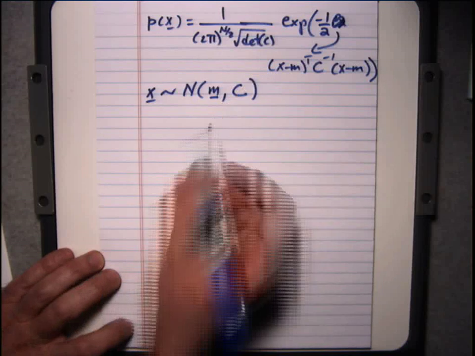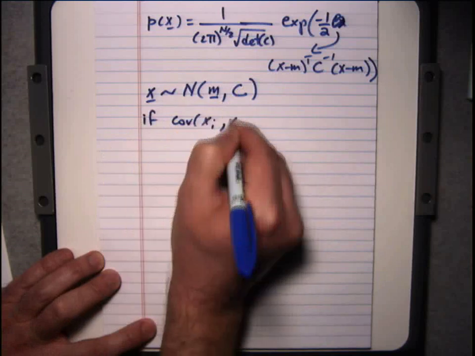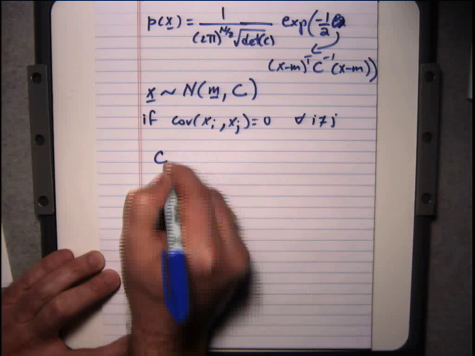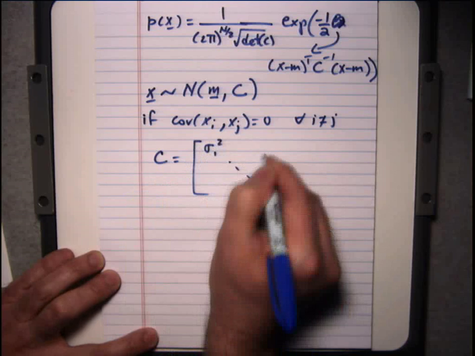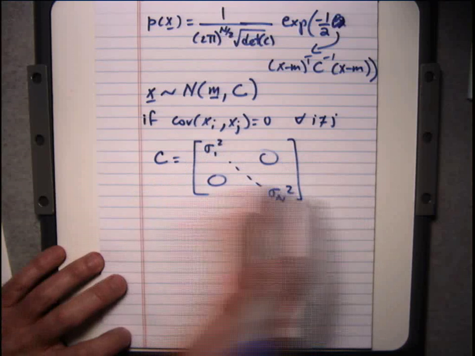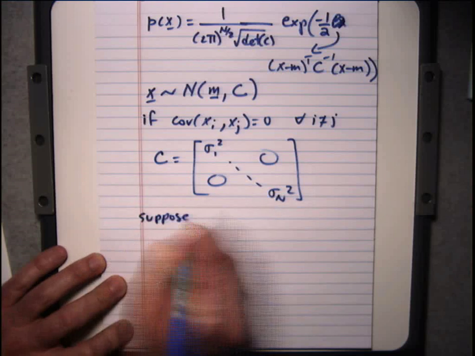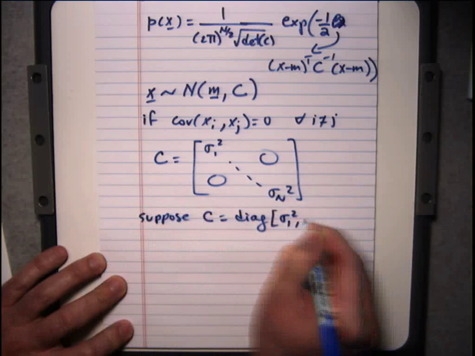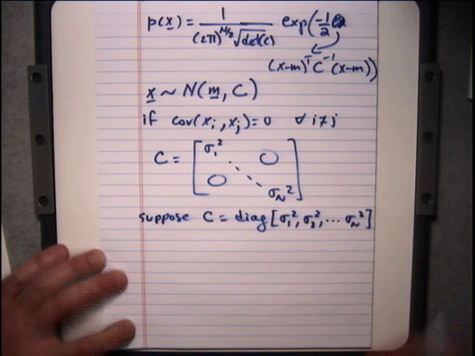And of course, if the covariance of xi and xj is equal to 0 for all i not equal to j, then C is going to be a diagonal matrix. It's going to look like this, sigma 1 squared to sigma n squared, and all zeros elsewhere. Okay? All right, so now let's suppose that this is true. So let's suppose that C is in fact a diagonal matrix, sigma 1 squared, sigma 2 squared, up to sigma n squared.